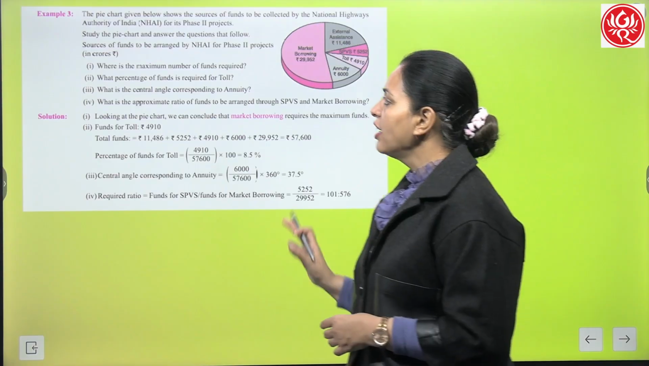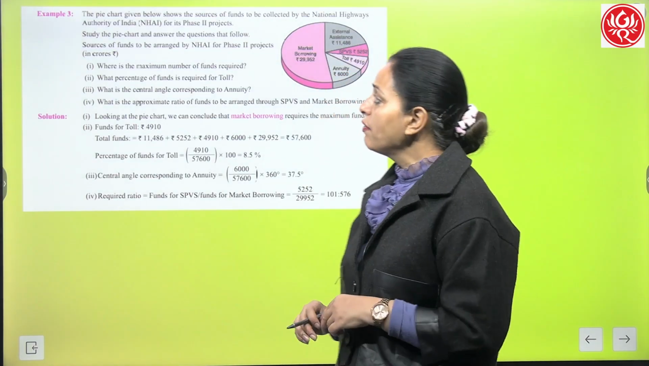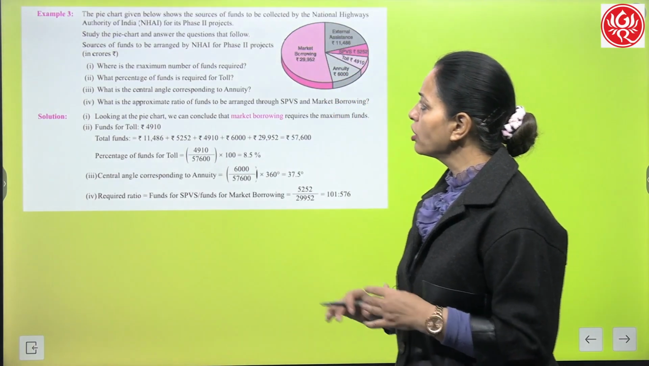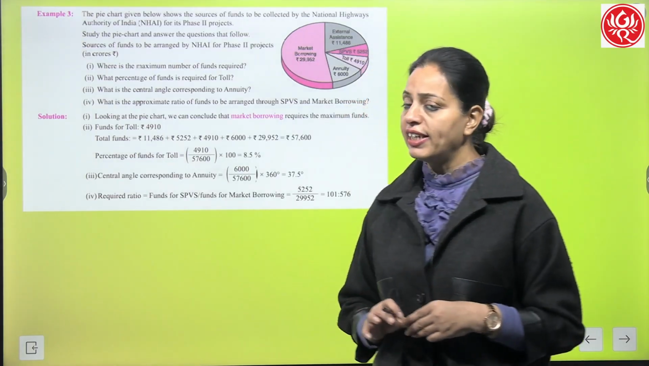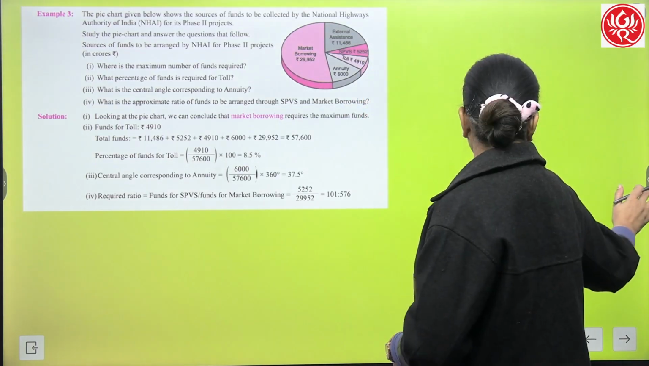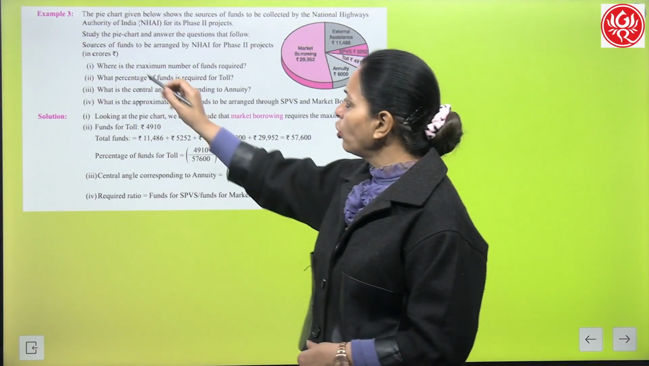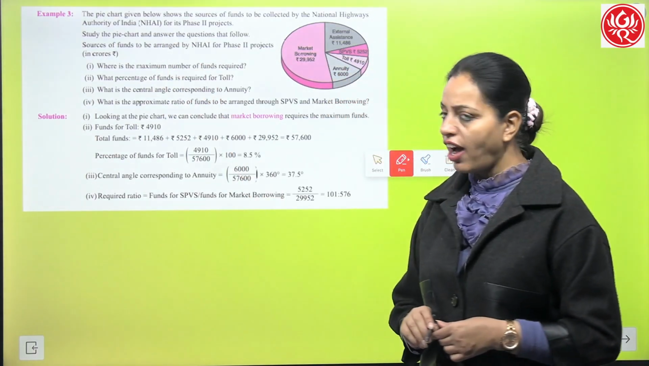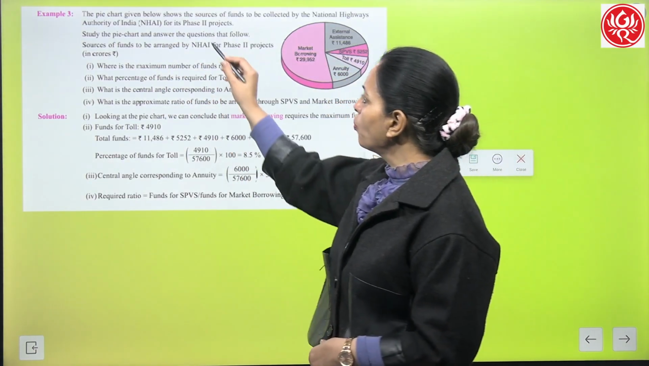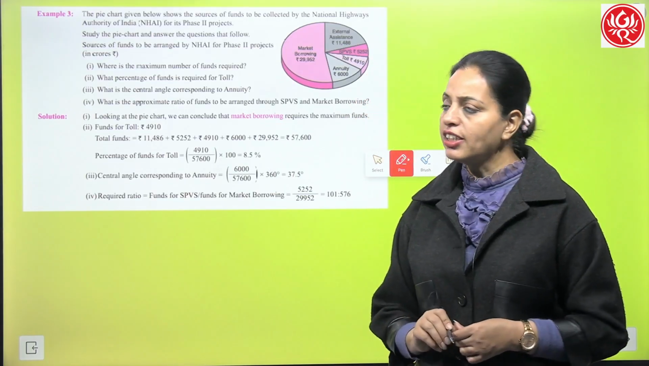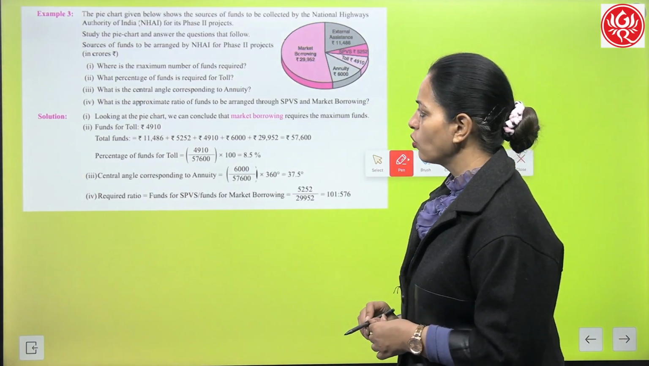Very interesting. Now example 3. The pie chart given below shows the sources of funds to be collected by the National Highways Authority of India, NHAI, for its phase 2 projects. Now study the pie chart and answer these questions.